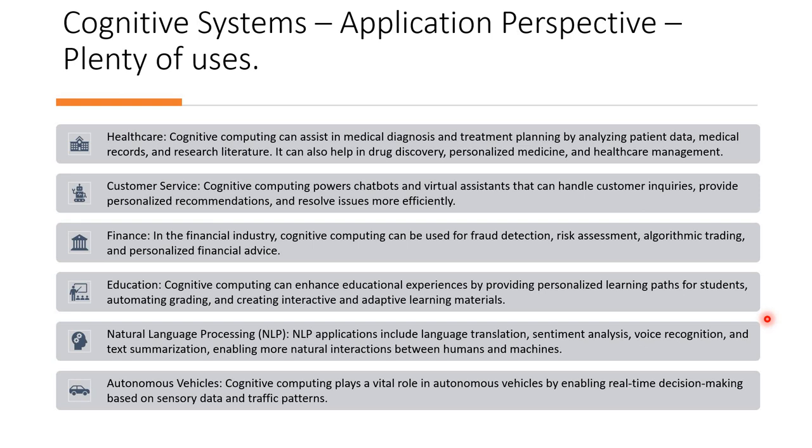Let's start with healthcare. Cognitive computing has played a major role in healthcare. Many systems have already been built and it has proven vital. It can help you in diagnosis, in treatment planning, and in analyzing patient data, medical records and research literature. Most importantly, cognitive computing has been very useful in drug discovery, personalized medicine and healthcare management. People have lauded cognitive computing's impact in this medical area, and many articles have said that this is going to be a boom.